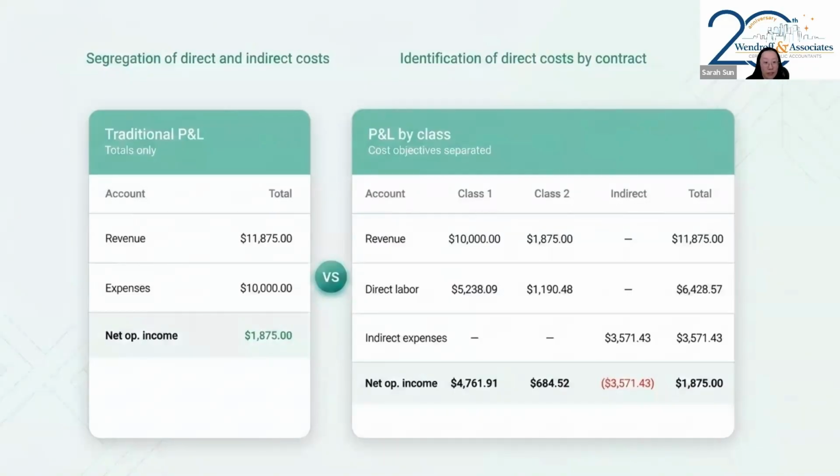This is a simplified set of profit and loss reports. On the left-hand side, it could be a traditional profit and loss report used by many small for-profit organizations or businesses. It will start from the company's gross revenue and subtract different types of expenses like salaries, business rent, travel expense, and professional fees, and then the bottom line is net operating income.